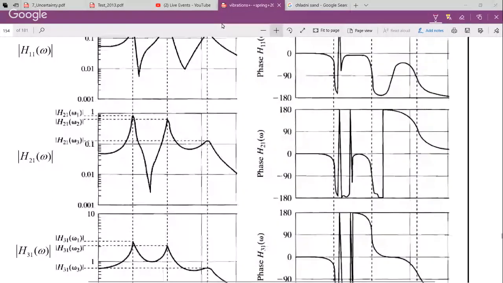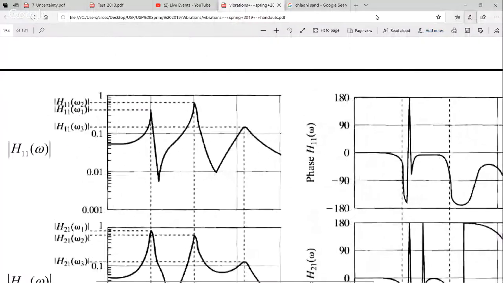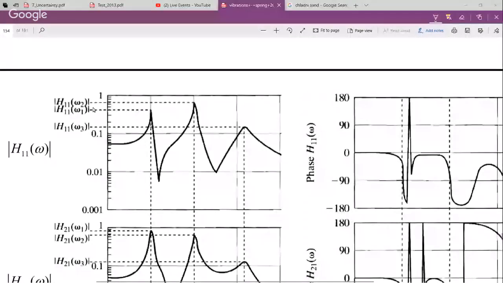This right here is the magnitude of the frequency response measurement. We have our hammer hitting at location 1 and our accelerometer at point 1. Over the frequency range, from here to here, we've got 3 peaks. We've got 3 active frequencies. We can extract those by drawing a vertical line.